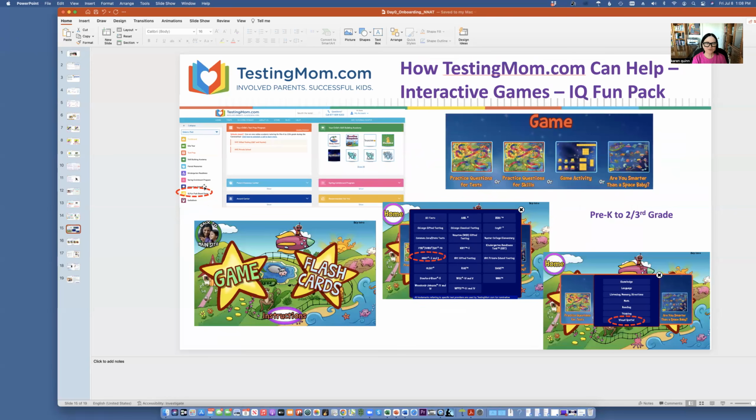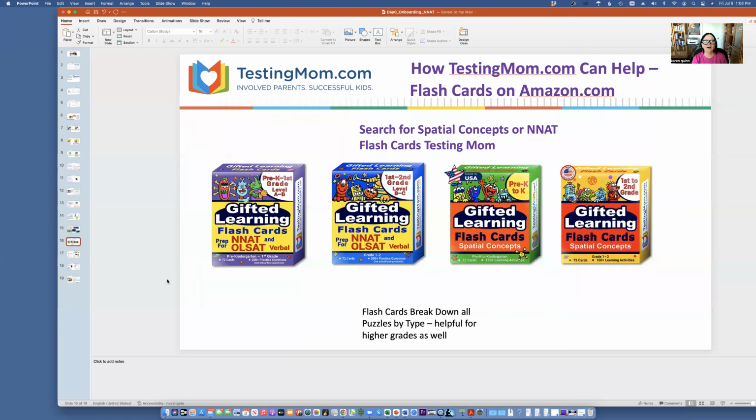Another thing we give you for the younger kids, pre-K to 2nd or 3rd grade, is our IQ Fun Pack board game questions, which we put up for you. You just go right to game, and you can go to NNAT and do practice questions there, or you can go to visual spatial reasoning and just do visual spatial reasoning questions, which are perfect for practice for NNAT. So again, it keeps it fun.